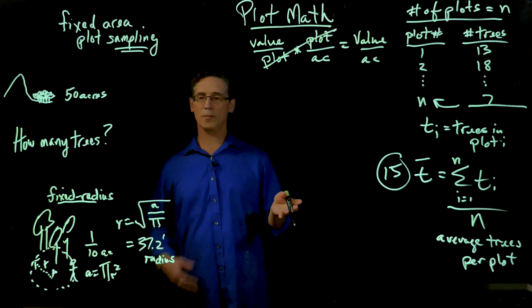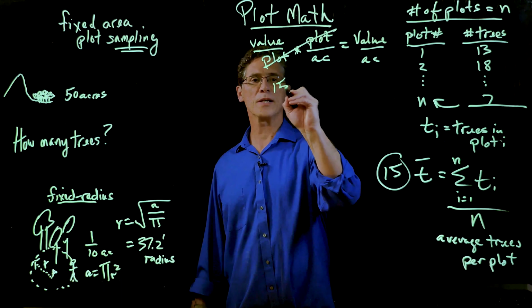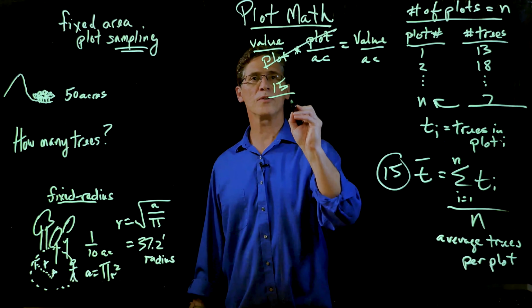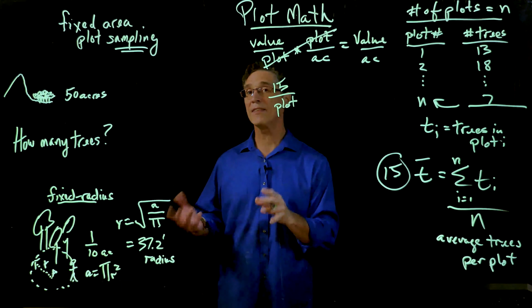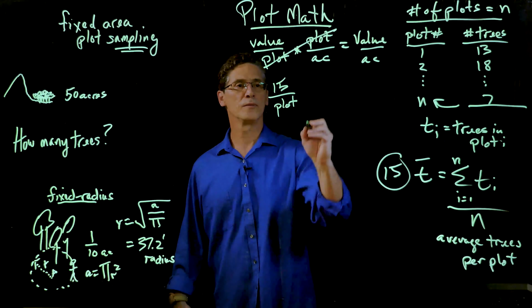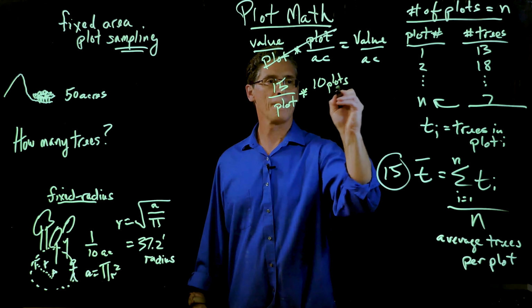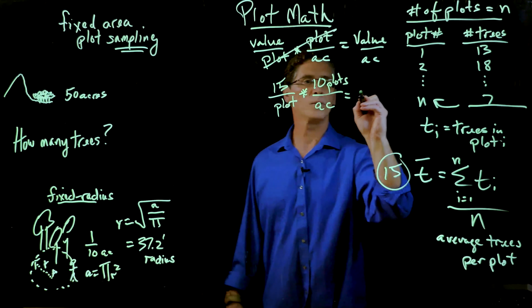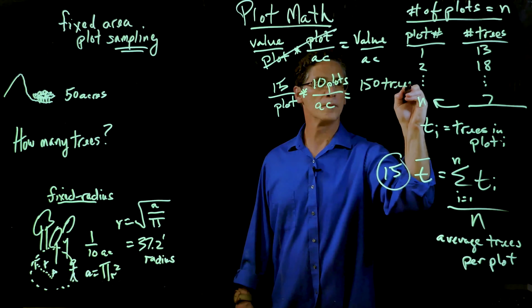So let's use the numbers that we've already generated to solve this. Okay, we've got, in this case, the value is the number of trees. So we've got 15 trees per plot. Now, if it's a 10th acre plot, there are 10 plots in an acre. So times 10 plots per acre equals 150 trees per acre.